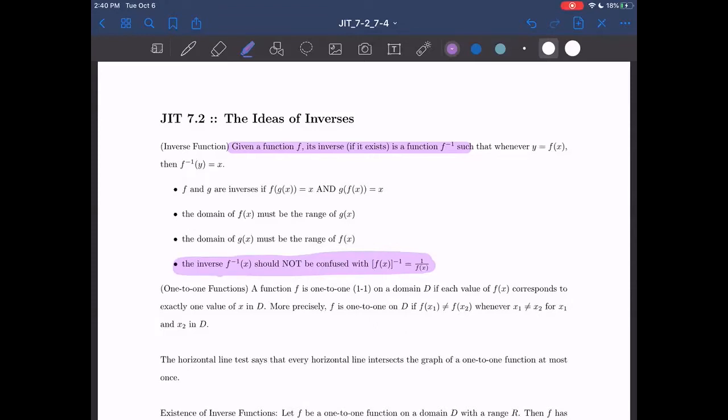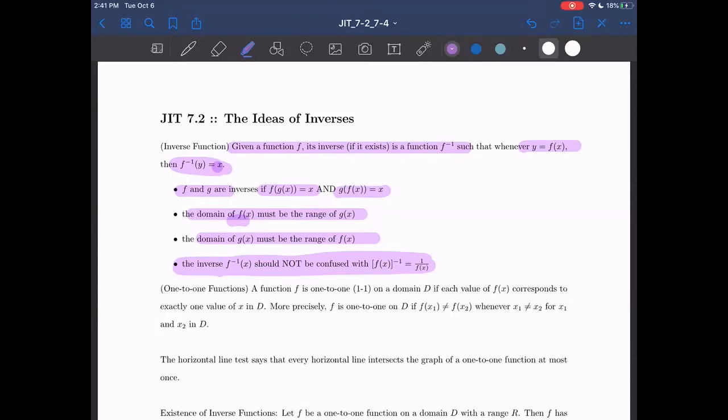So if we have our inverse function, such that whenever we have y equals f of x, our inverse function undoes that. If we do the inverse function on our output, it'll give us back our input. Two functions are inverses if we compose them and we get back x for both. The domain of the function must be in the range of the other function, and the opposite, the domain of g has to be in the range of f.